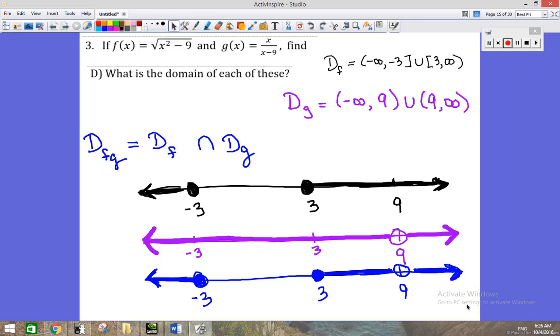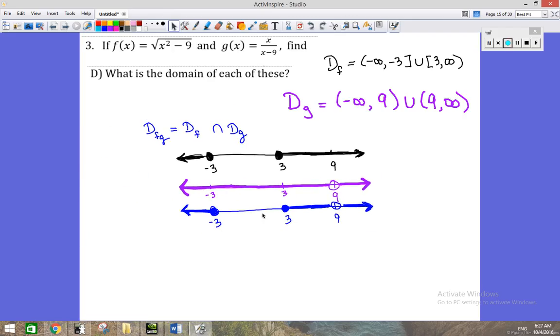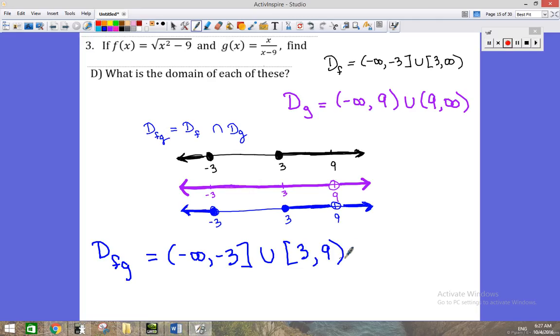So now for the domain of this product FG, this new function that we built, we want to describe this shaded region in blue down here. From -infinity to -3, there's a bracket there, union, because or you're in this interval from 3 to 9, or from 9 to infinity. So this is our first answer in part D. We also want to find the domain of F over G and the domain of G over F. Alright.